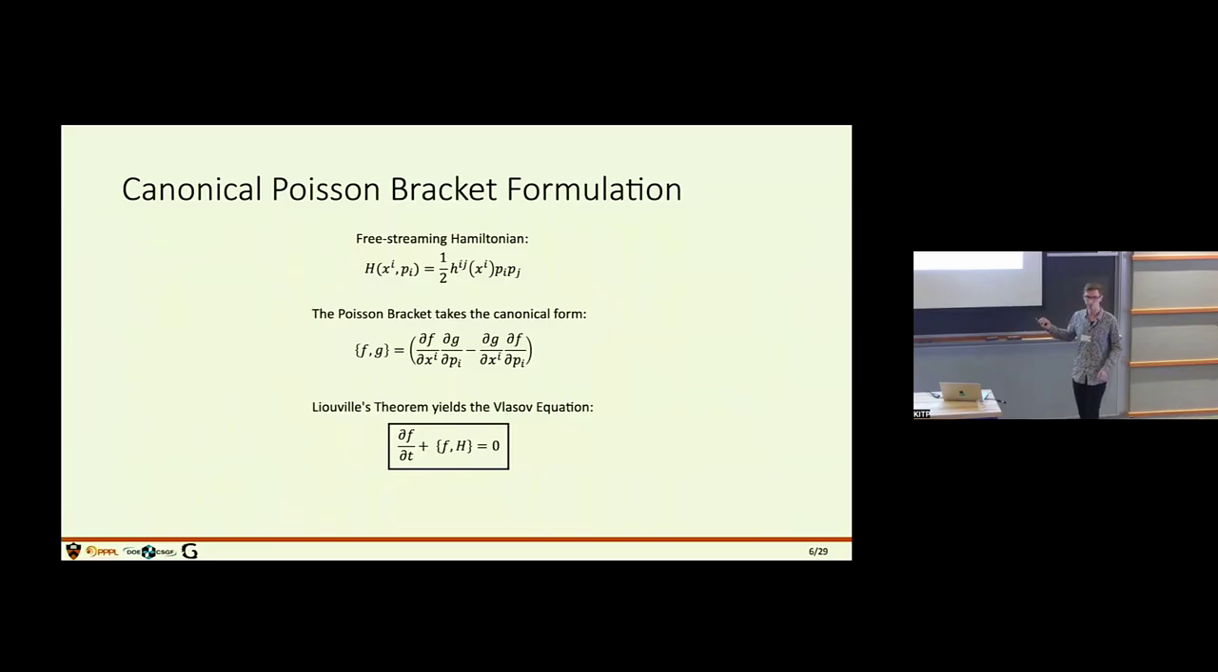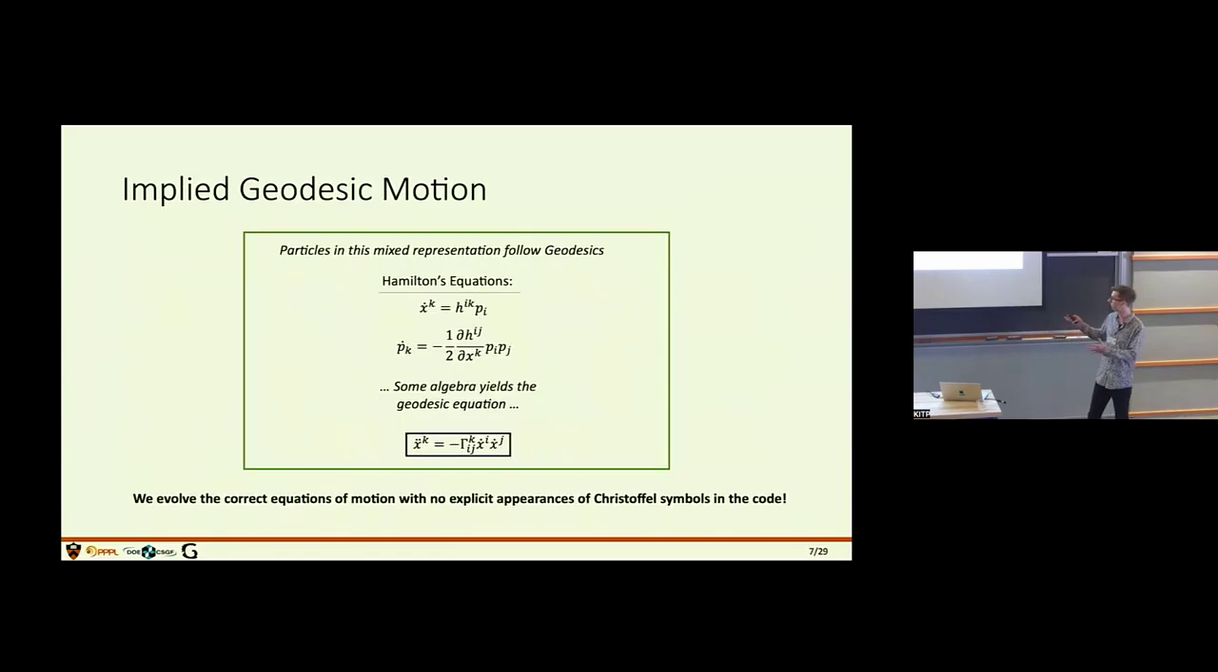It just requires these simple equations, and you get implied geodesic motion from this. You can calculate this by computing gradients of your Hamiltonian and verifying that it matches the equation of geodesic motion. But we didn't need any explicit appearance of our Christoffel symbols. What we're going to discretize is our Hamiltonian H and our distribution function f.